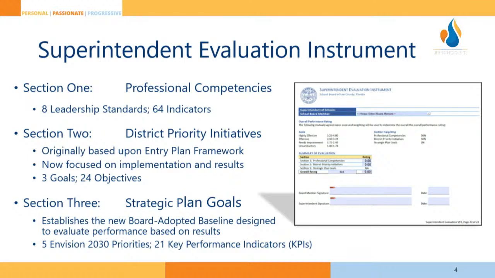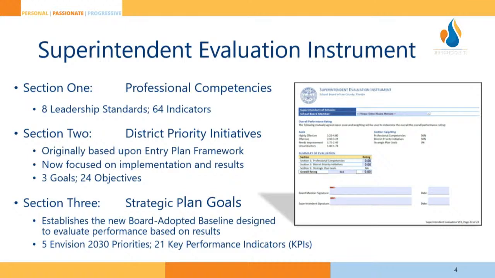Then in section 2, there are the district priority initiatives. For the first evaluation for Dr. Bernier, this was based upon his entry plan framework, and that framework has now been extended to completion. So now we are in the application stage of that framework, where it's not just the idea of some of these things, it's really the results of those things and the ongoing maturity of some of that initial work.